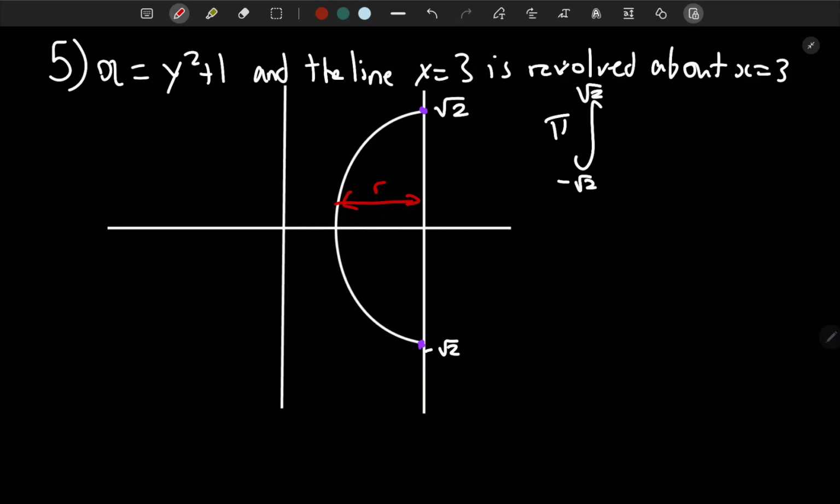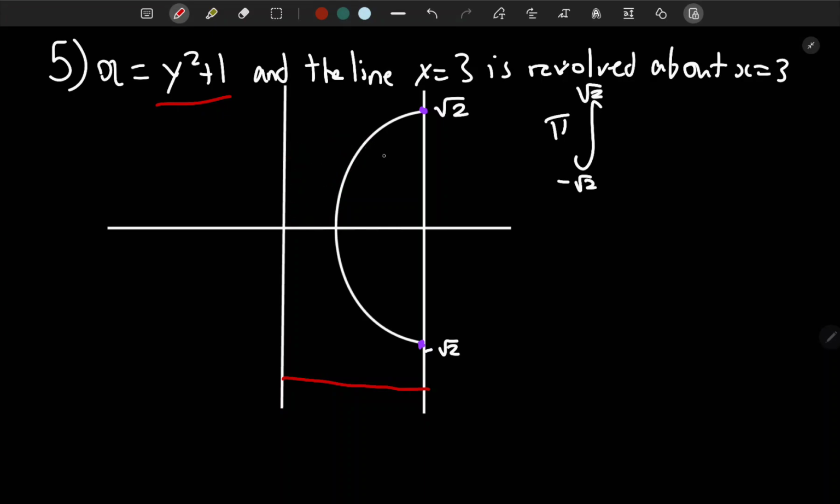So how do we find this lowercase r? Now I'm going to visualize this on the side. We know that the entire distance from here to here is going to be 3, since this line is equal to 3. And from the y-axis, this distance is going to be the equation of the curve, which is y squared plus 1, and that is given in the question. So this distance is y squared plus 1, and so is this, and so is this.